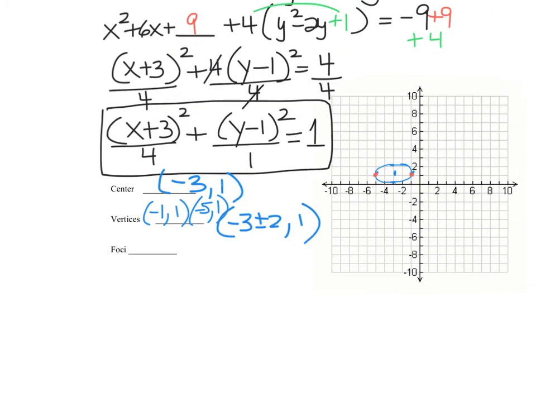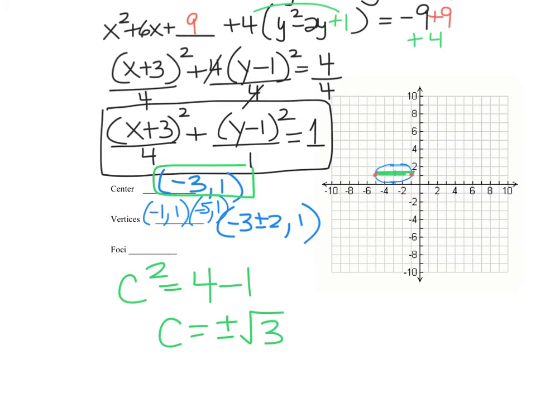All right, and then the foci are going to be c squared equals big number minus small number. So c would equal plus or minus rad 3. Now remember, they're always on the longer axis here. So from the center, everything, remember, comes from the center right here. We're going to go a distance of rad 3. So it's -3 plus or minus rad 3, comma 1.